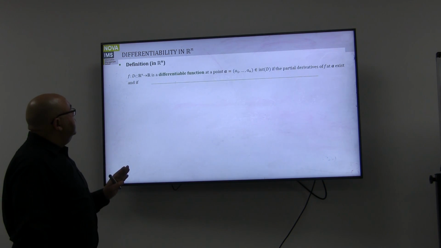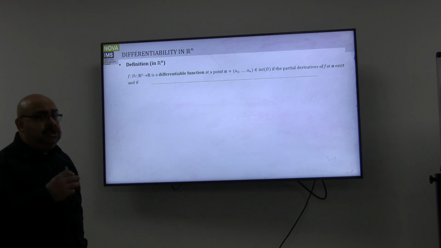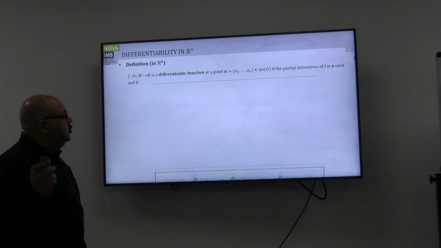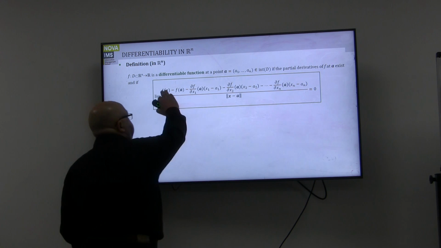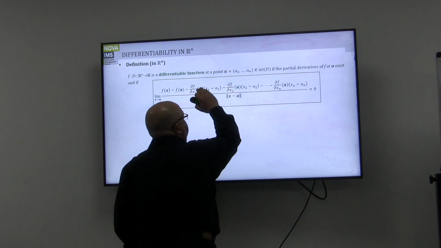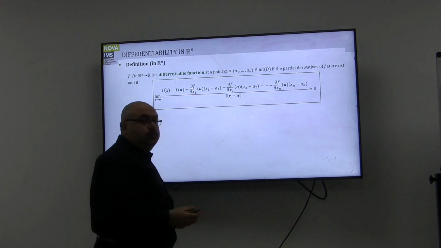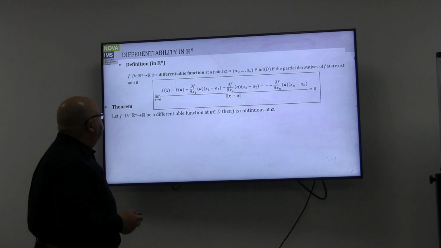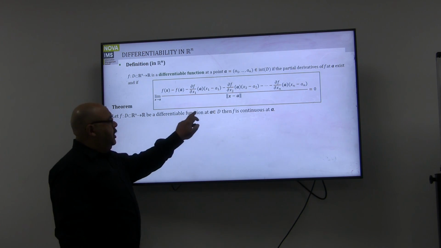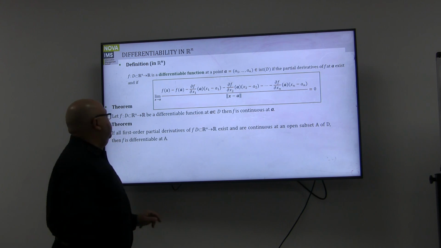Differentiability in Rn. If f is a differentiable function at a point, that's a generalization of the results that we have. So if the partial derivatives already exist, this is going to be the remainder term, but in Rn, divided by the norm, also related to Rn, as we saw previously. If f is a differentiable function at A, then f is continuous, the same consequence as in R2.